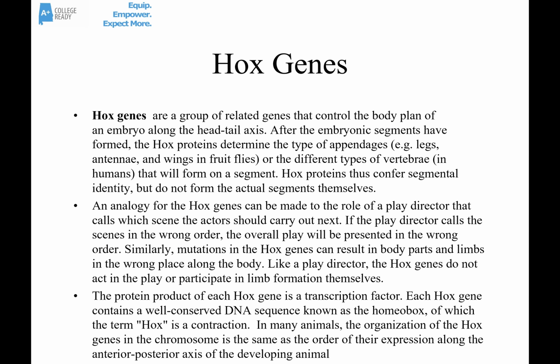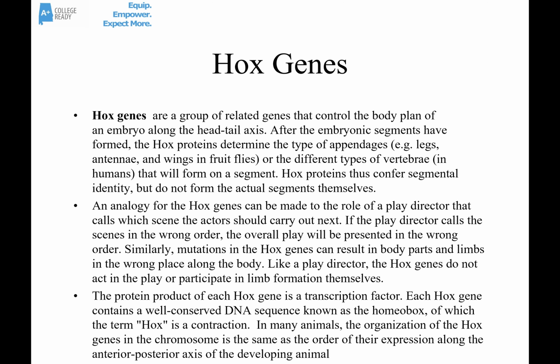One other thing we want to talk about briefly are the Hox genes. Hox genes are a group of related genes that help to control the basic body plan of an embryo along its head-to-tail axis. After the embryonic segments have formed, the Hox proteins determine the type of appendages, legs, antennae, wings, and so on, or the different types of vertebrae in humans that will form on a segment. Hox proteins confer segmental identity, but they don't actually make the segments themselves.